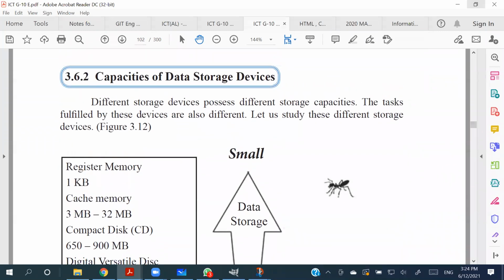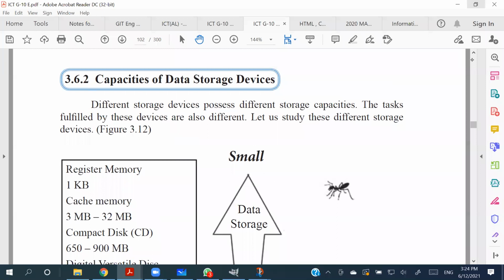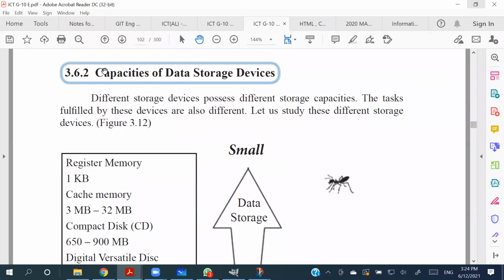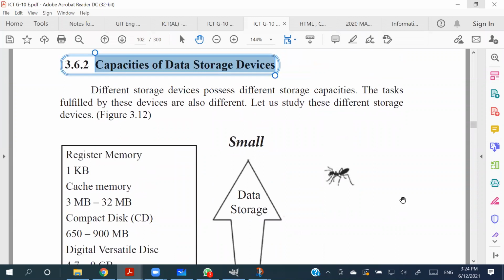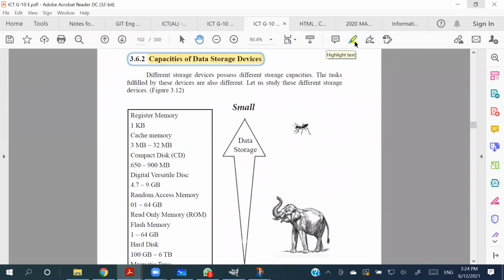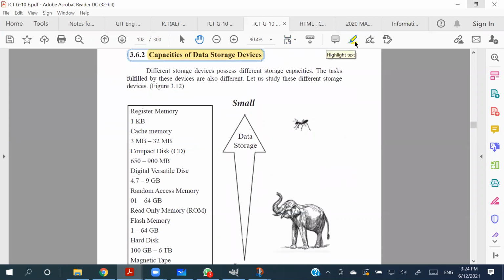We only need the way that it's going to be. So capacities for data storage devices, right? So have that heading. And then you are going to copy this particular data storage.